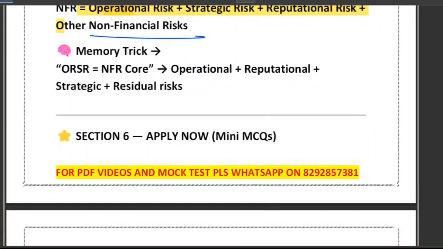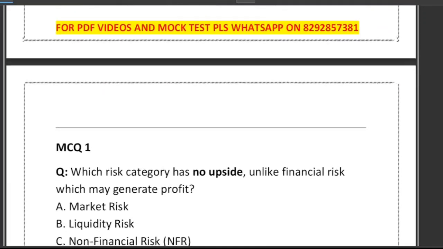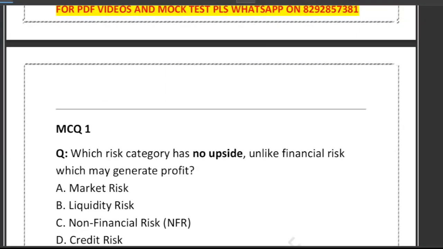Let's apply the concept to some MCQs. Question number 1. Which risk category has no upside unlike financial risk? The options they have given: market, liquidity, non-financial, credit. The correct answer is non-financial. Just now I have given you one example which clearly shows that non-financial risk has no upside.